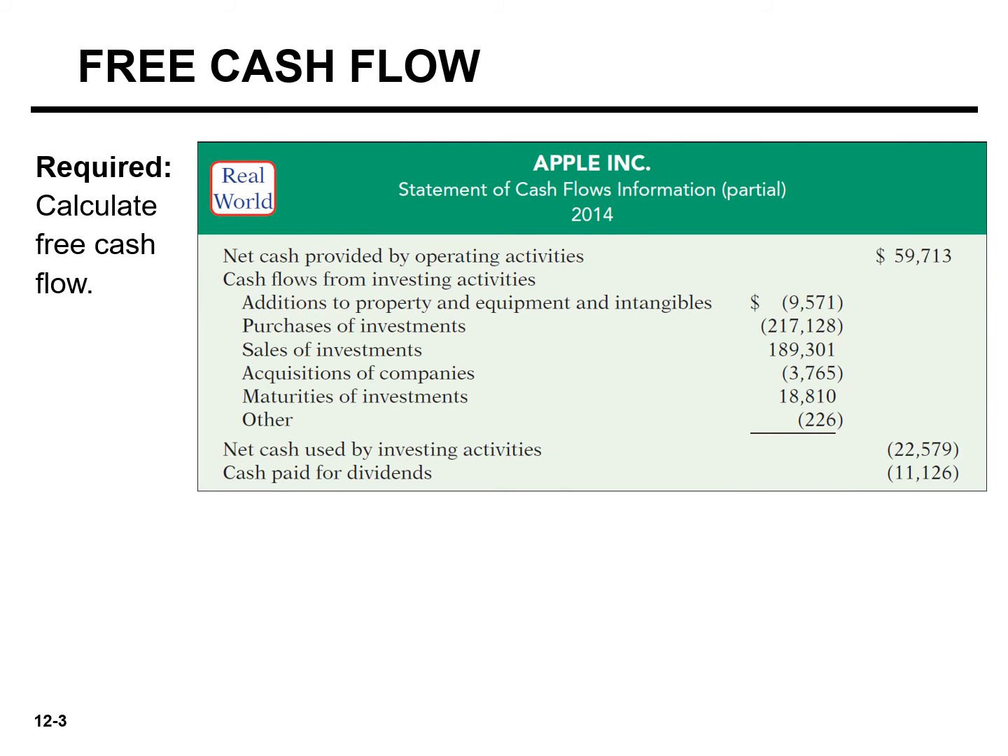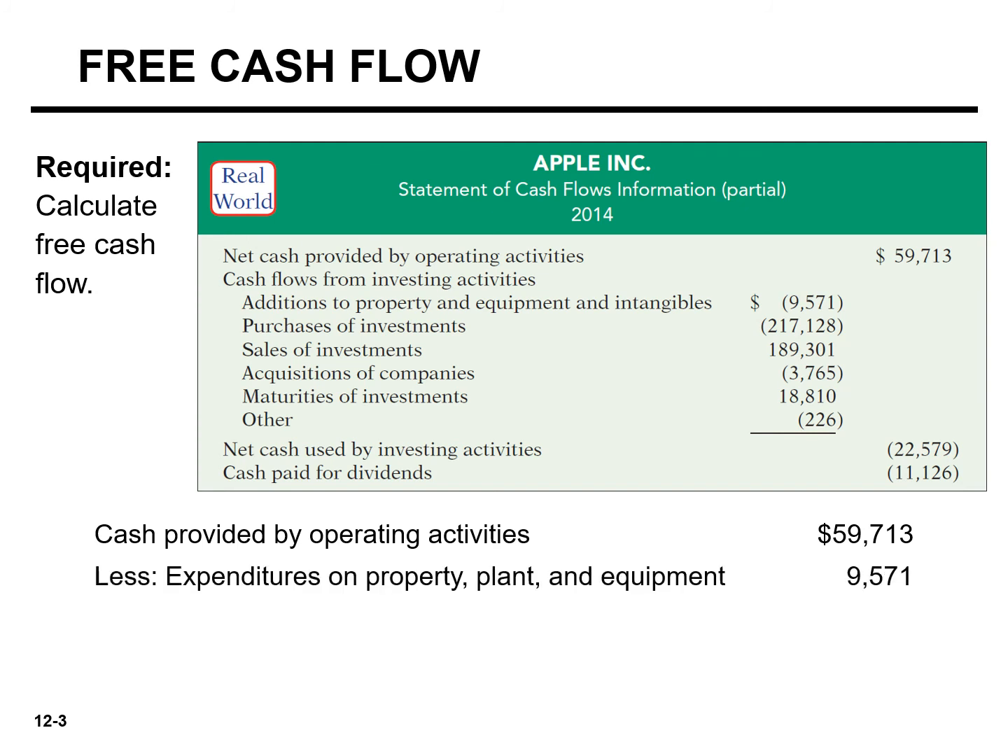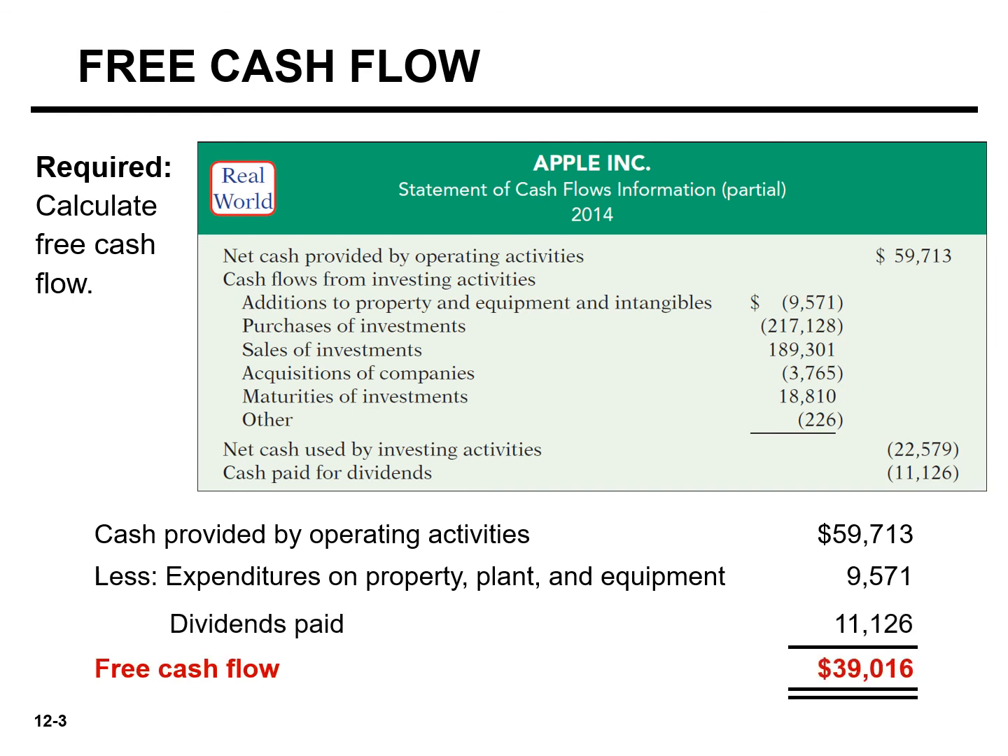This slide provides basic information from Apple's 2014 Statement of Cash Flows, and we're going to calculate the free cash flow. Again, we're going to start with the cash provided by operating activities. We're going to subtract expenditures on property, plant, and equipment, as well as any dividends that have been paid, to arrive at a free cash flow of approximately $39 billion.